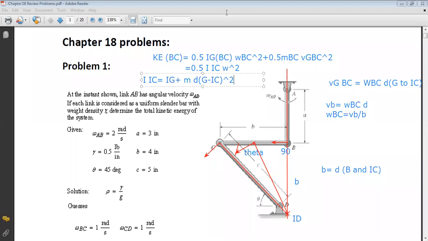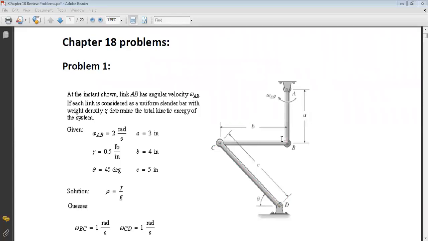Now we still have the final rod, which is rod CD. For rod CD, we do the same approach as we did for AB, because CD is doing a rotation about a fixed axis passing by D. So we can write that the kinetic energy of CD is equal to half inertia about D times omega CD square.